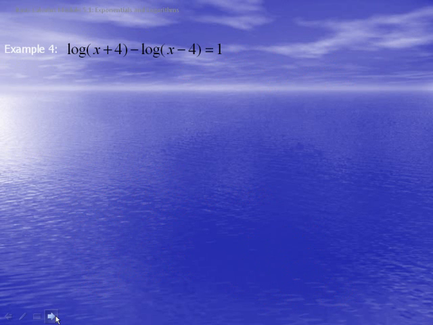And the last one, here we have a subtraction problem on one side, and the first thing that subtraction tells me is that I can probably divide. So that's going to give me log of x plus 4 over x minus 4 is equal to 1. Now remember, a logarithm that doesn't have a base is automatically base 10. So I can use my definition now stating that x plus 4 over x minus 4 is equal to 10 to the first power, or 10.